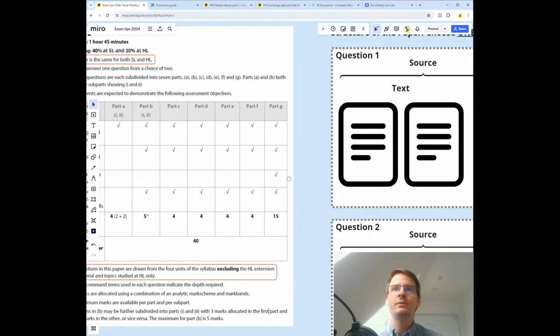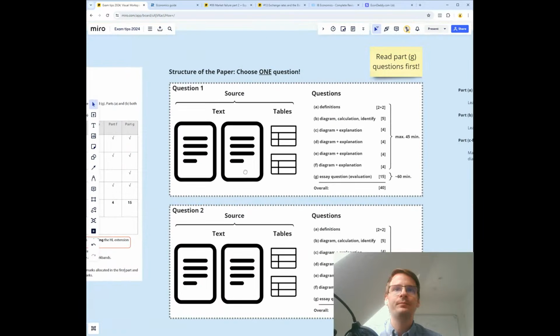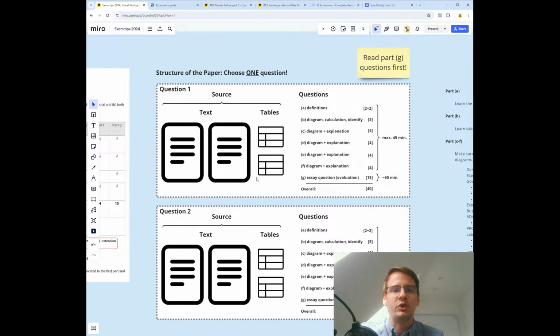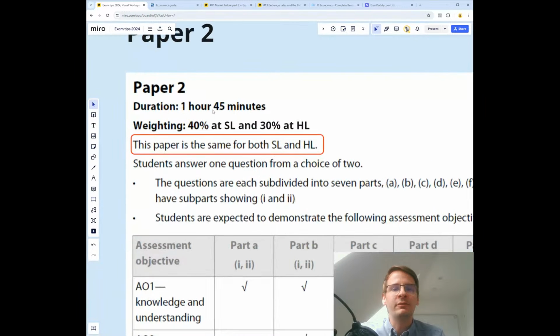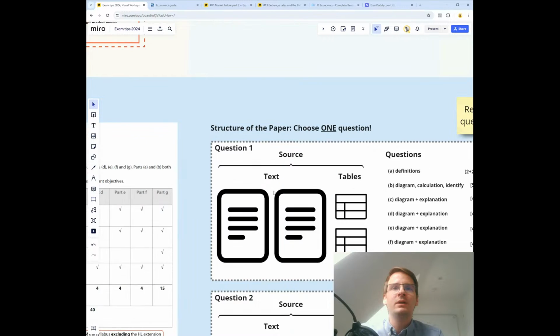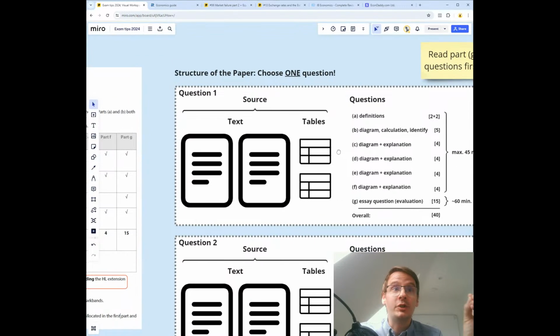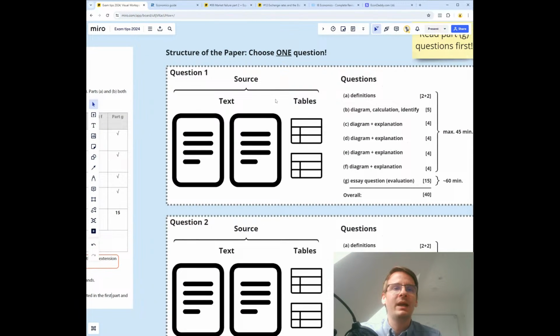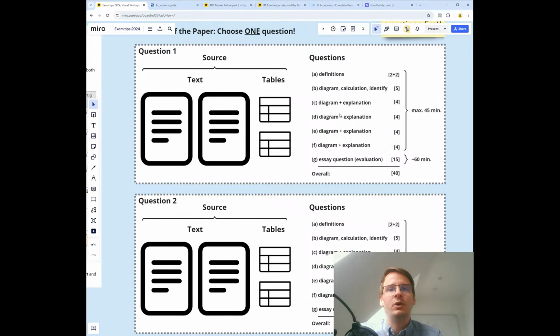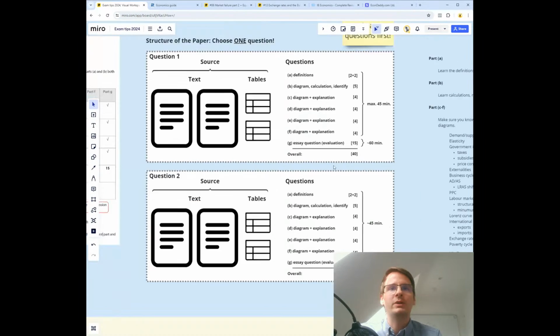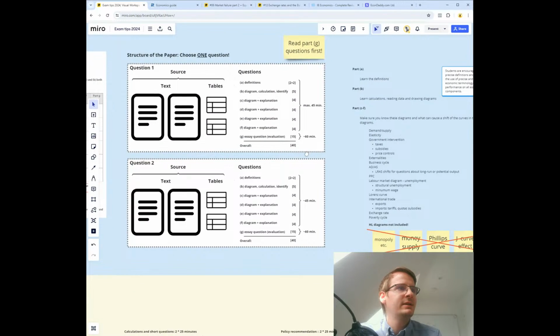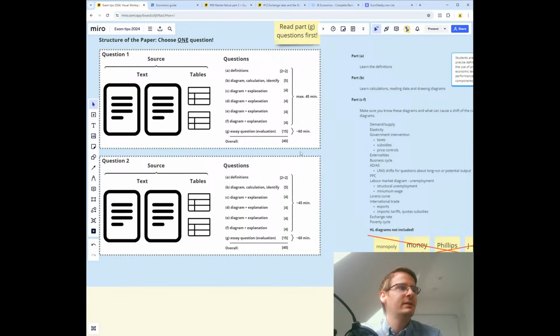Let me show you. This is something I've put together here. This is going to be the structure of your paper 2. Importantly, you have an hour and 45 minutes, so it's even longer than your paper 1. Now, you're going to choose from 2 questions, question 1 and question 2. Please don't try to solve all of these questions. Let me zoom out so that it appears well in the screen. There we go.